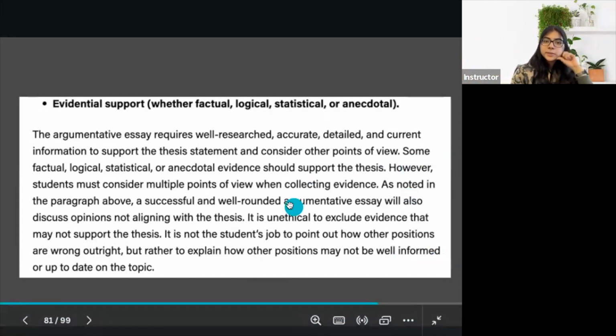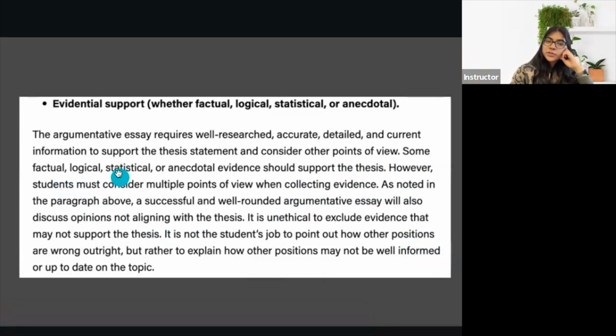Okay, so factual, logical, statistical, or anecdotal evidence. When we say anecdotal evidence, are you making up a story from your imagination and using that as evidence? Exactly, right? It can be experience from yourself or someone else, preferably someone else that you can cite, maybe a news article or something. Statistical, we're thinking about numbers, percentages.